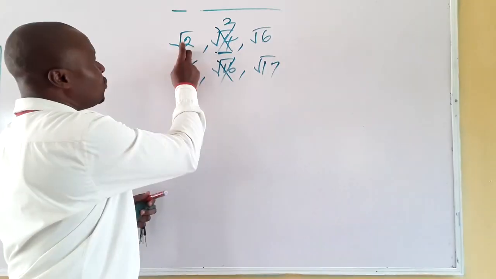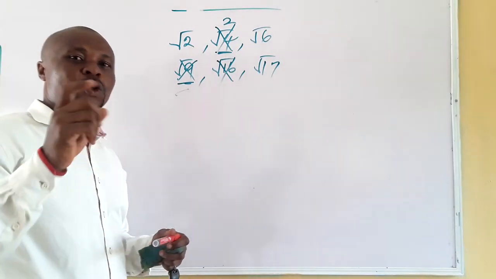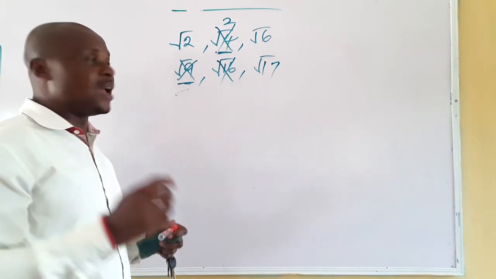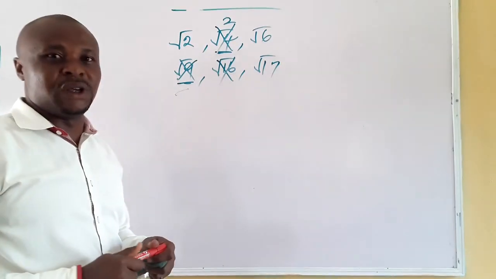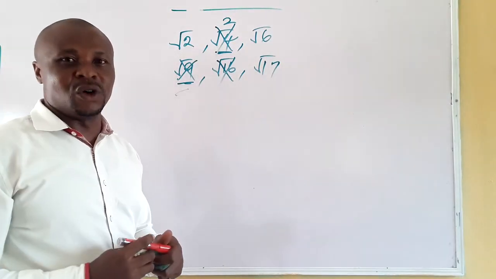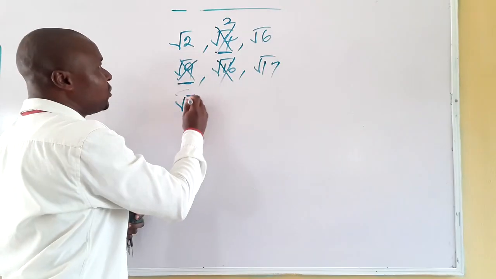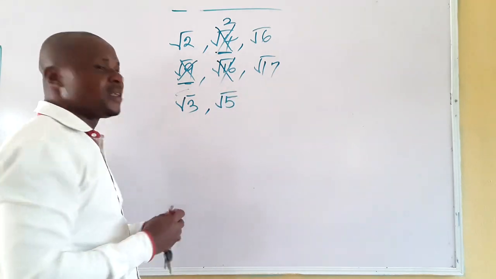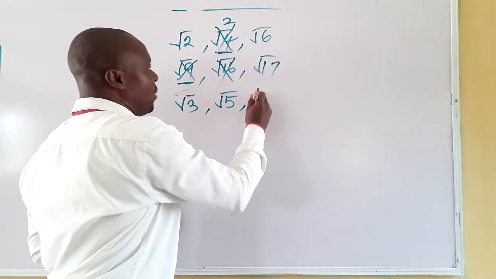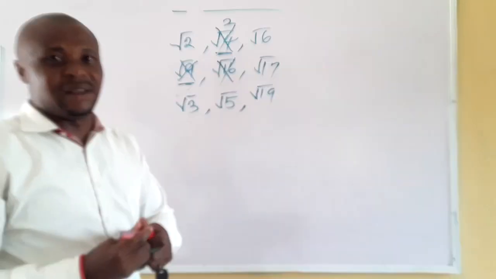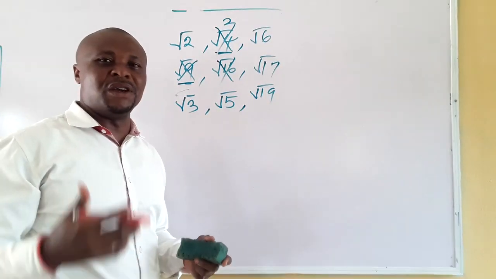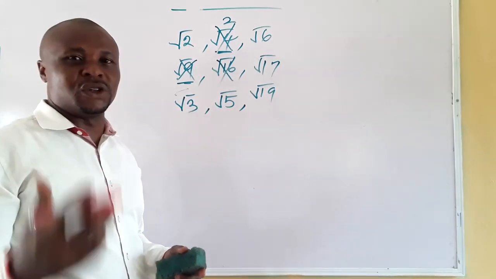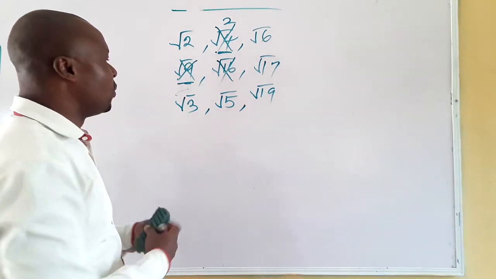But the square root of 2 won't give you a whole number. So root 2 is considered a surd. Likewise, root 6 is also a surd. Root 17 is also a surd. Another example is root 3, that is a surd. We have another one, root 5, and another one, root 19, that are surds. So surds are simply irrational numbers, okay? Numbers whose square root does not give you a whole number, okay?